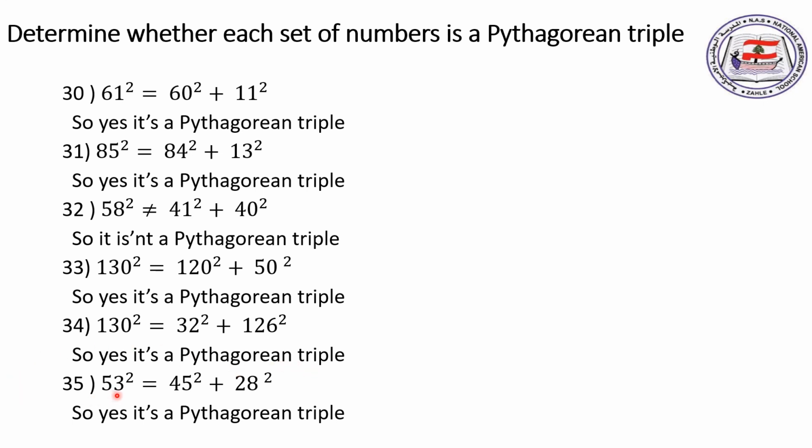And 35, 53 squared is equal to 45 squared plus 28 squared, so yes, the three sides represent the side lengths of a right triangle and they form a Pythagorean triplet.